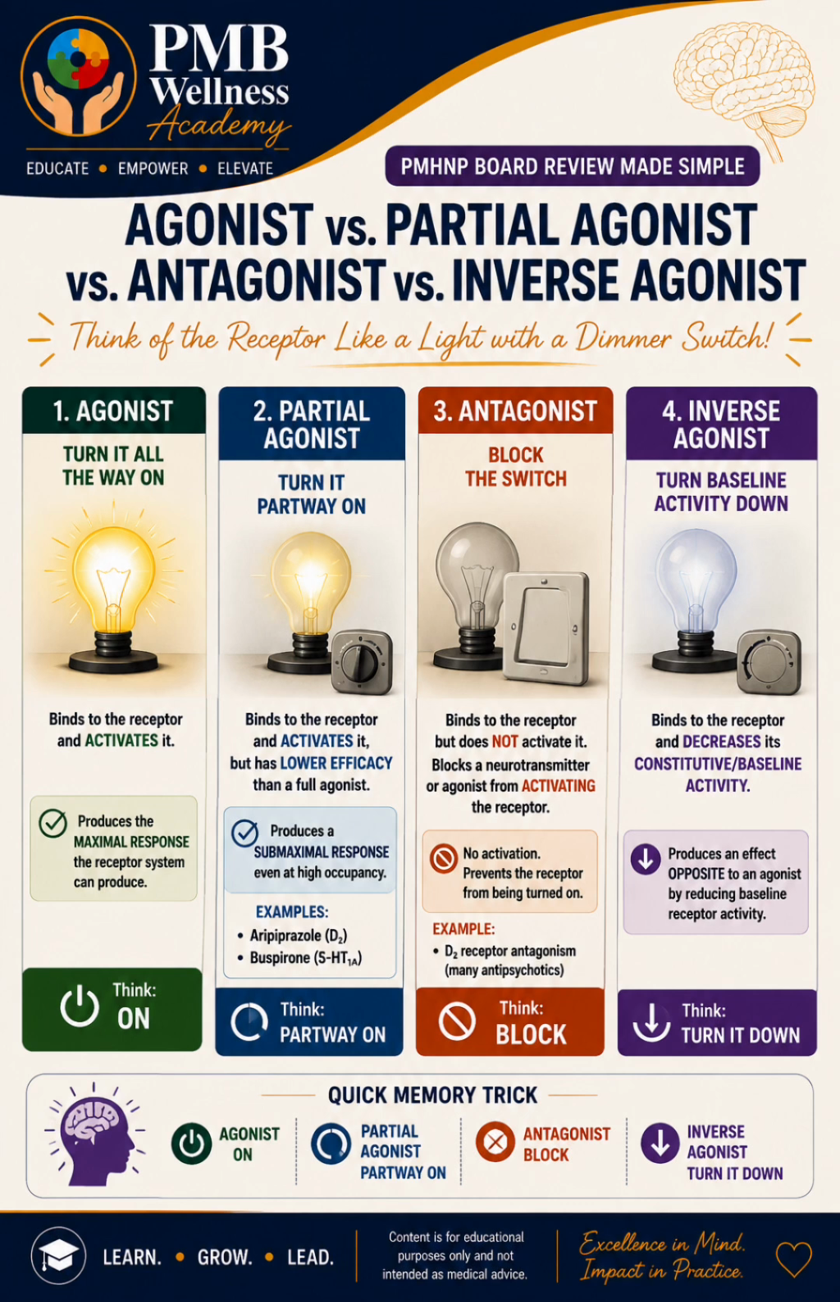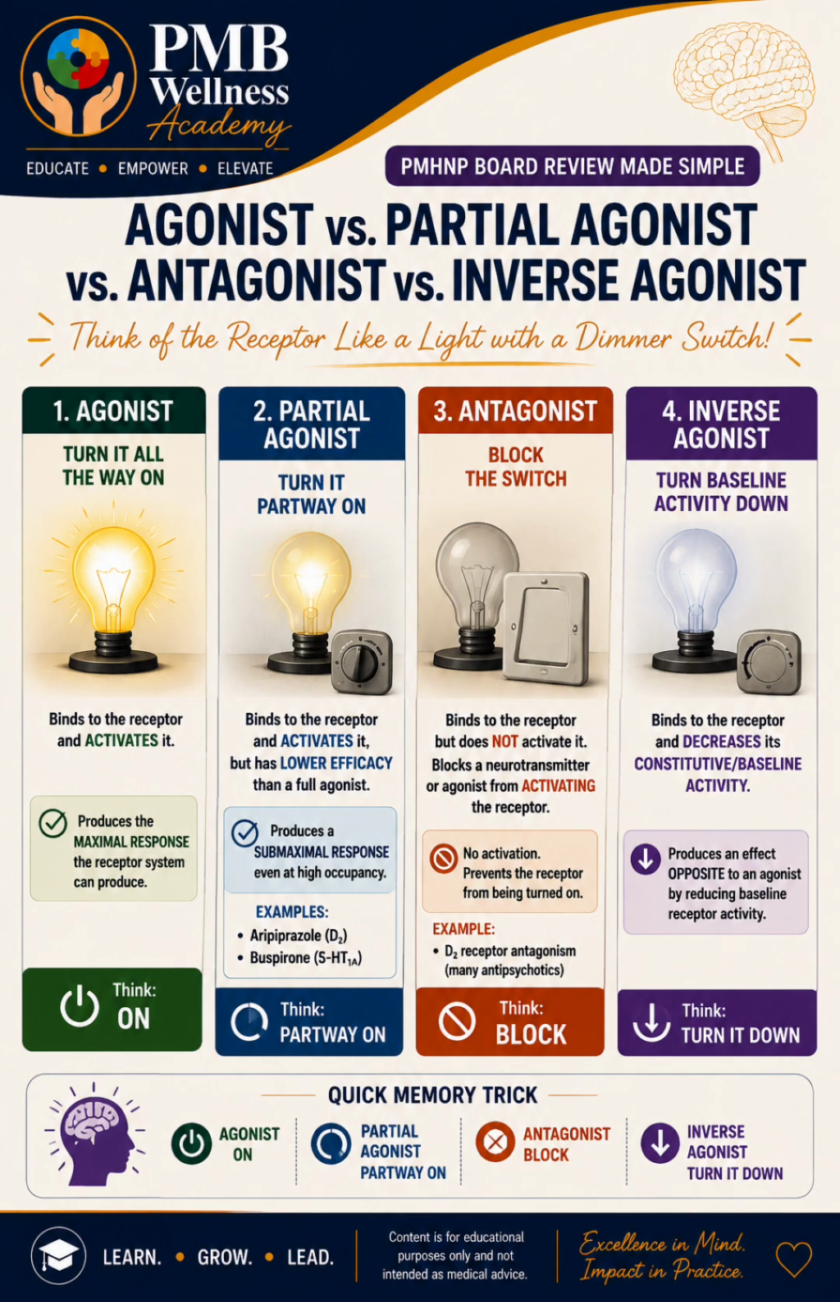If you keep getting agonists, partial agonists, antagonists, and inverse agonists mixed up, this video is for you. We're going to make it simple by thinking about the receptor like a light with a dimmer switch. Agonist equals turn it all the way on. An agonist binds to the receptor and activates it. Think about turning a light all the way up. A full agonist can produce the maximum response of the receptor system. So remember, agonist equals on.